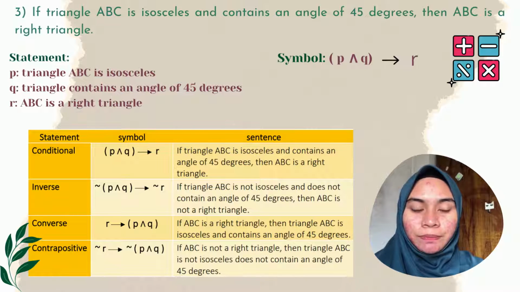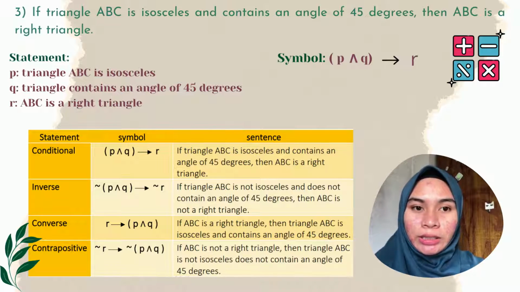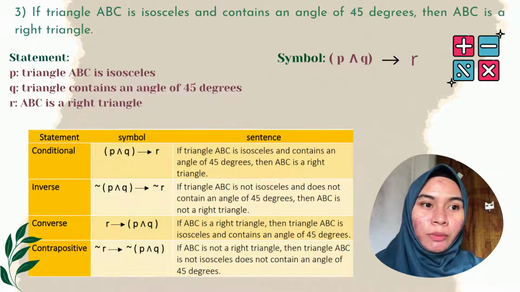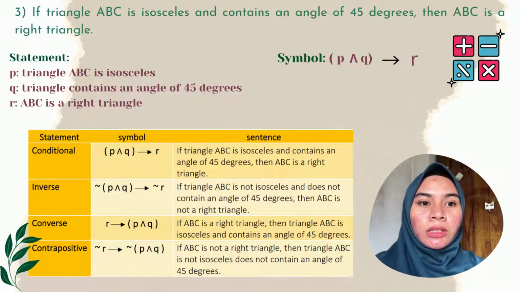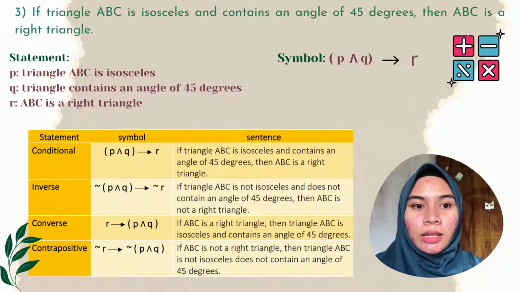The third statement is the converse, and the symbol is R conditional (P conjunction Q). The sentence is, if ABC is a right triangle, then triangle ABC is isosceles and contains an angle of 45 degrees. The last statement is the contrapositive. The symbol is negation R conditional negation (P conjunction Q). The sentence is, if ABC is not a right triangle, then triangle ABC is not isosceles and does not contain an angle of 45 degrees.